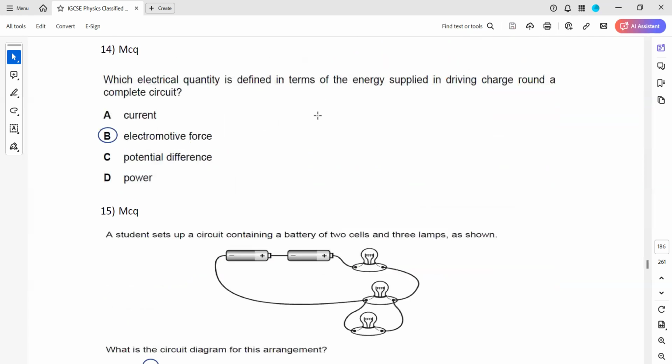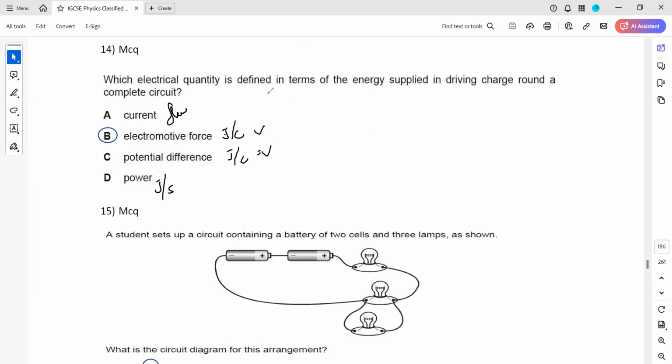In question 14, which electrical quantity is defined in terms of energy supplied in driving charge around a complete circuit? Anything which is current is related to the flow of charges. How many charges will move through a circuit every second, that is referred to as electric current. Power is how much energy is used in a certain time interval, so it's joules per second. This is joules per coulomb, this is also joules per coulomb. Electromotive force EMF is also volts, and potential difference is also volts, the unit.